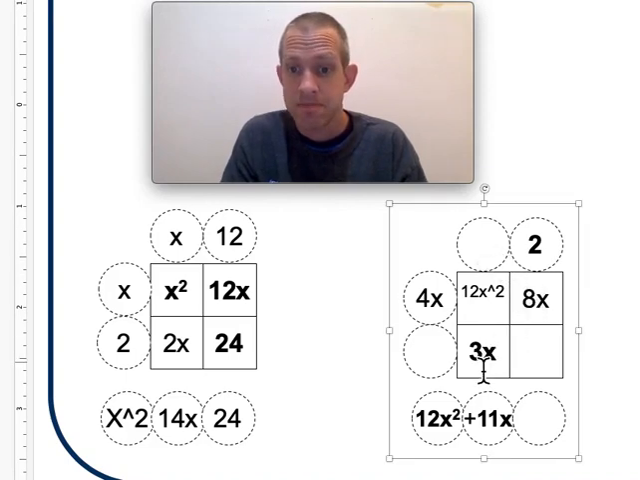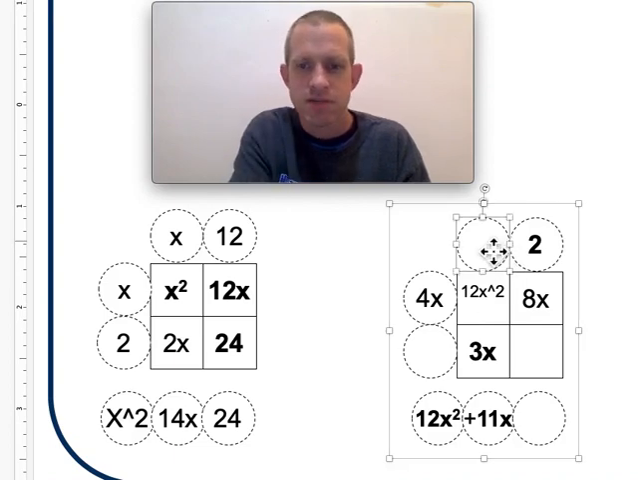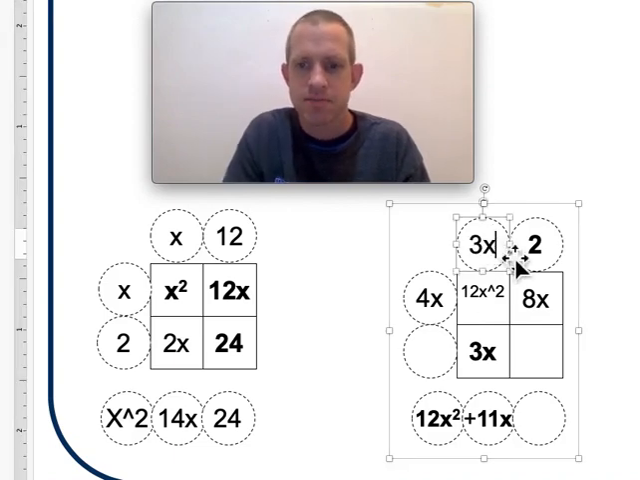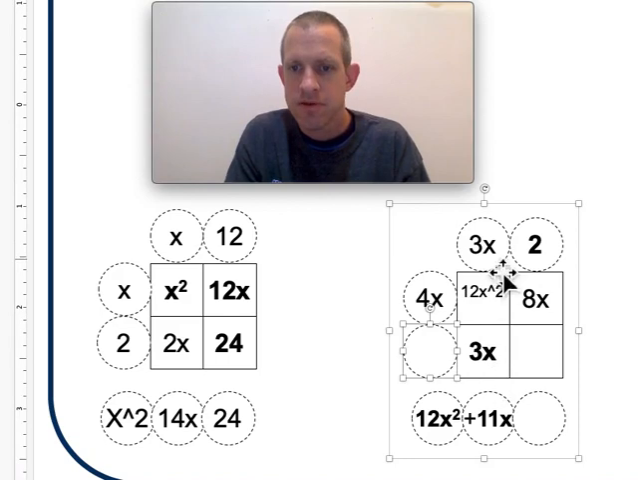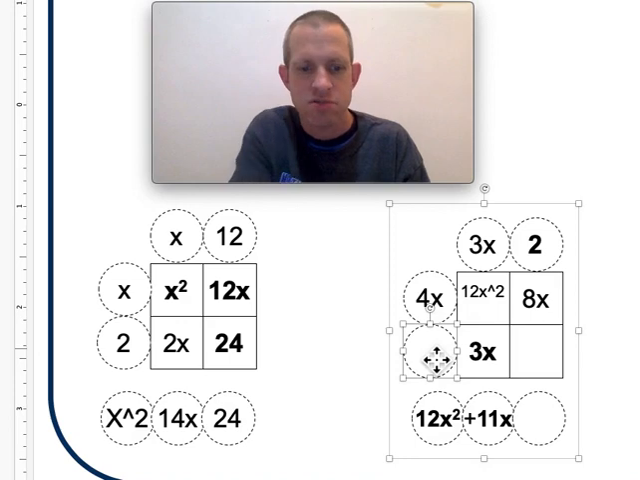Let's see here. Now that I know this is a 4x, and that same sort of multiplication, something times 4x has to equal 12x squared, and so this has to be 3 times 4, and I need an x. 3x times 4x is 12x squared. And down here, these have to multiply to give me 3x. That's a little bit strange, but 1 times something should give me that same thing again. So this must be a 1. 1 times 3x is 3x.